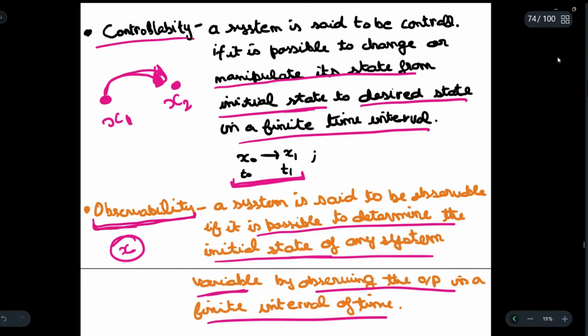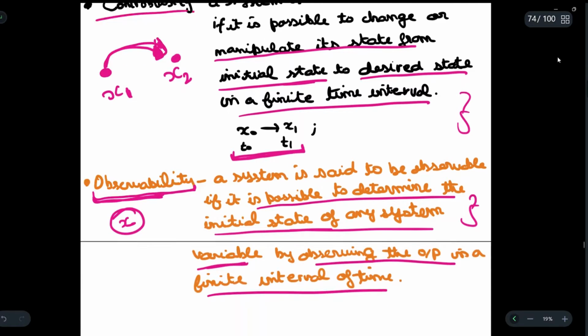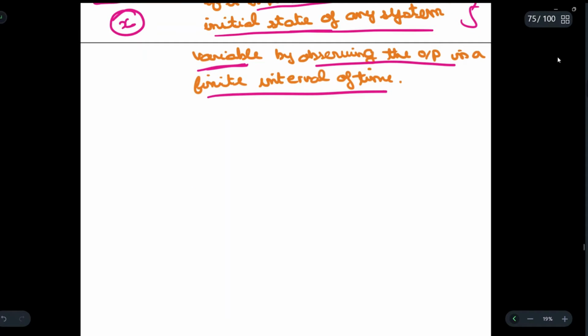These definitions are important and you should learn them and write them in your notebook, as these can be asked in your exams. So now let us understand observability and controllability in a little more detail. Let us first see what is controllability.